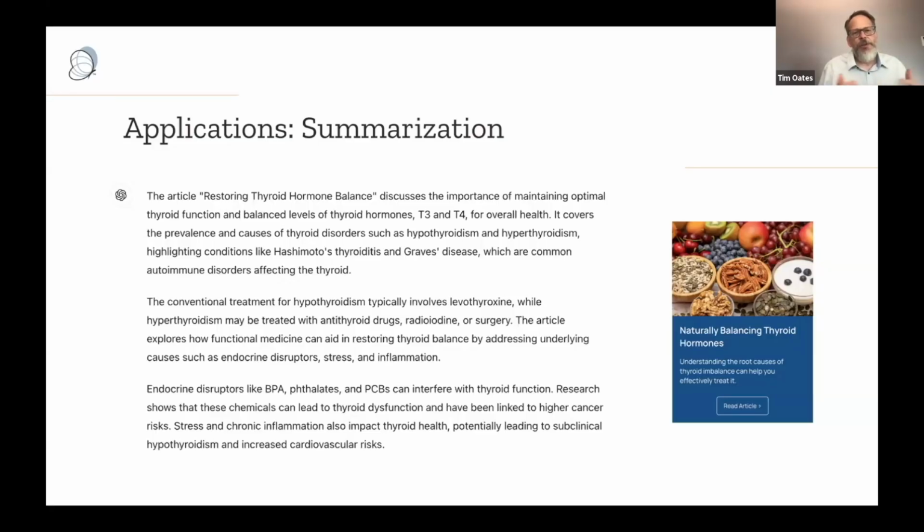So the article, Restoring Thyroid Hormone Balance, discusses the importance of maintaining overall optimal thyroid function, talks about different conditions. It also, importantly, in the second paragraph says, well, conventional treatment for hypothyroidism typically involves a variety of things. And this article explores how functional medicine can aid in restoring thyroid balance, right? So here's the first three paragraphs, beautifully written, and there were probably three more paragraphs after this that I cut off. But just out of the box, you can get this wonderful summary.